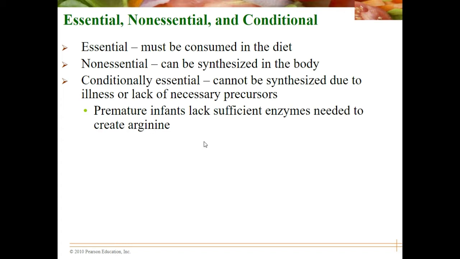So, what are these essential amino acids again? They must be consumed in the diet. That's why they are called dietary essential. And why must they be consumed in the diet? Because our body cannot synthesize them, cannot make them. So we have to source them from another source, which is our diet.